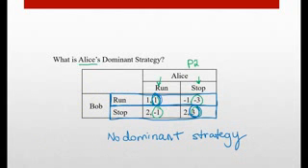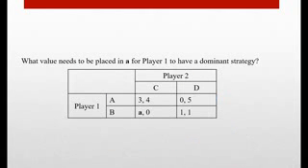Now we have one more example we want to get through. So the last example is what value needs to be placed in A for player 1 to have a dominant strategy. So now we have a very general game matrix, okay? And we're missing a number that we need to plug in for this little a, lowercase a. So let's talk about this.